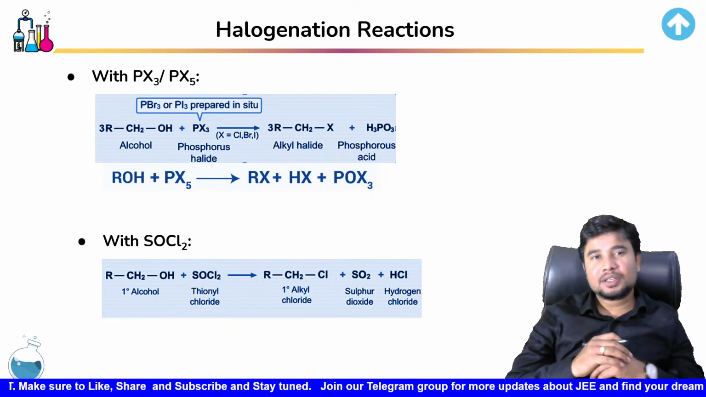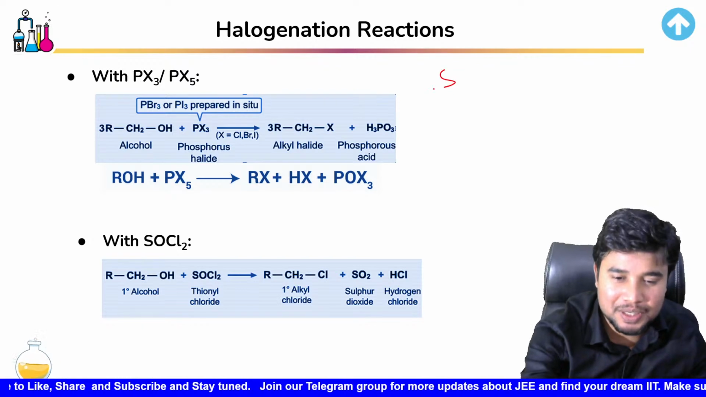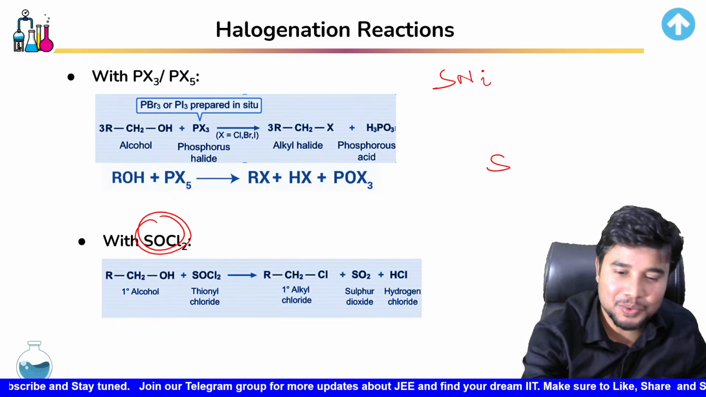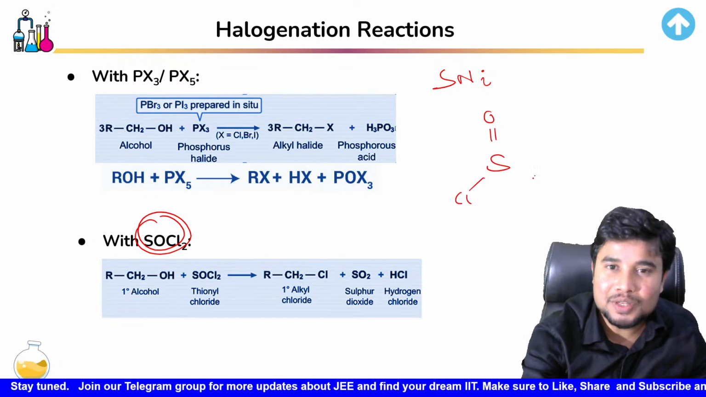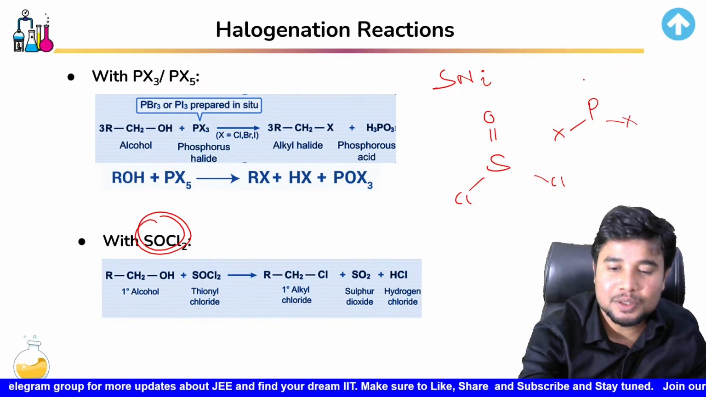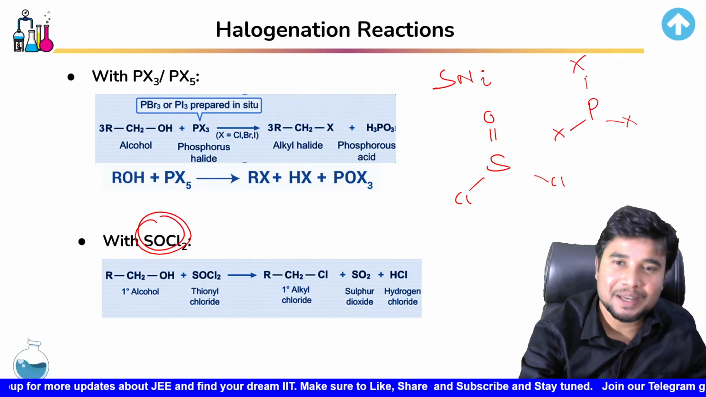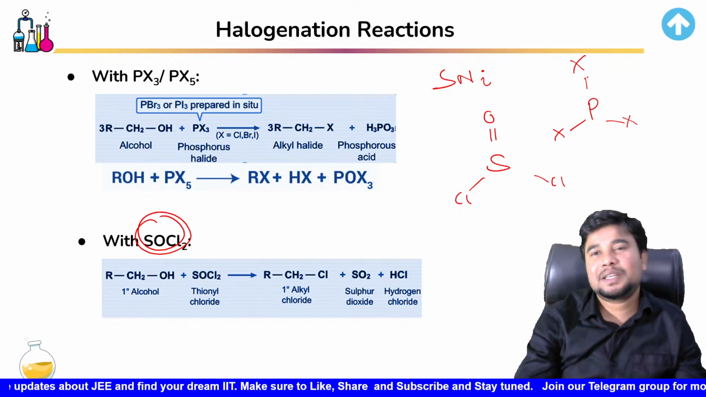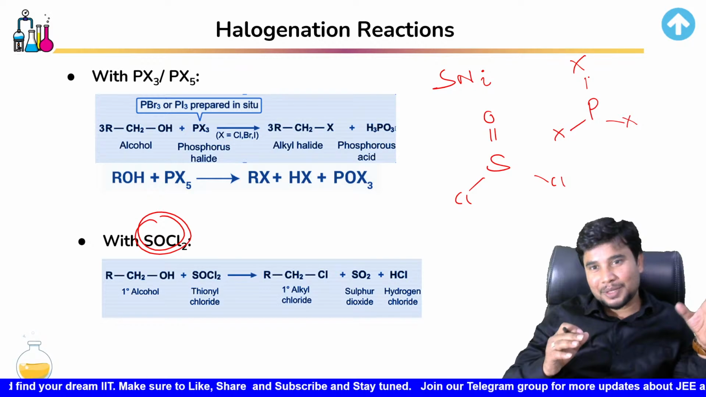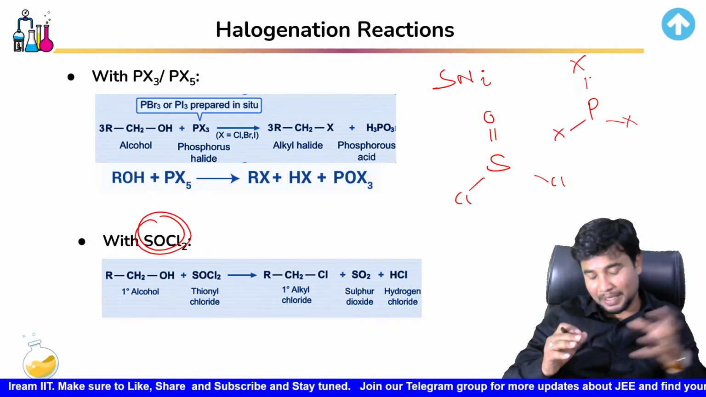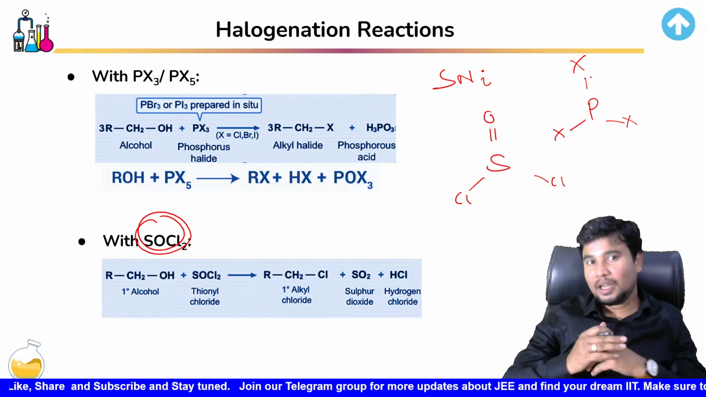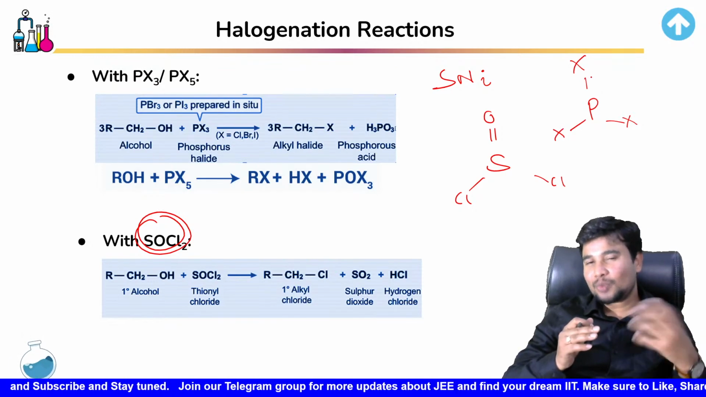The next reactions are those where we use the SNi mechanism. If you remember SOCl2, you could observe the same way PX3, PX5. These are molecules that follow the same mechanism. They have empty d orbitals, or even if they don't, they get created by making an approach. It's not an issue. And the kind of mechanism that they show is the one that we have already learned.